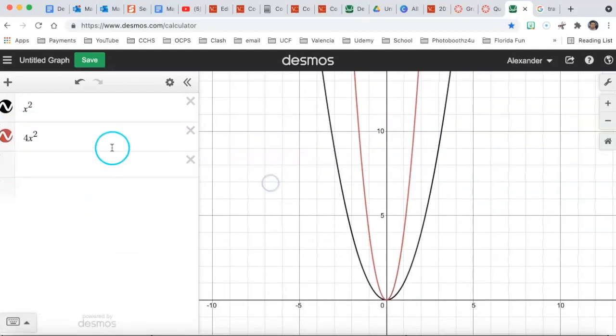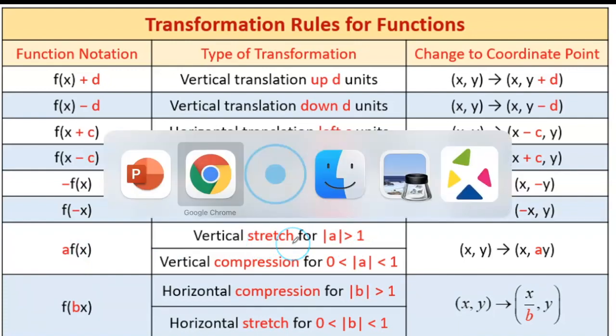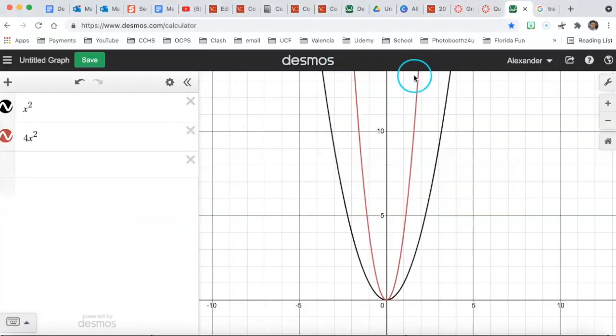My original function is x squared, the black one. The red one is the one that has a 4 in front of it. Technically, when there's a number in front of the function, that's called a stretch. If the number in front of the function is greater than 1, it's a stretch. What do I mean? Pretend that there's somebody on the top, pulling and stretching your graph. It used to be wider, but when I pull it up, I'm closing it and making it narrow.